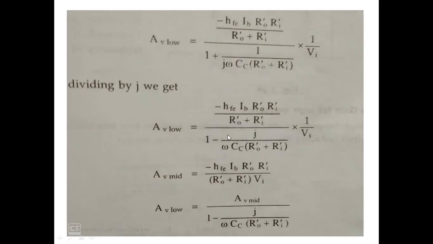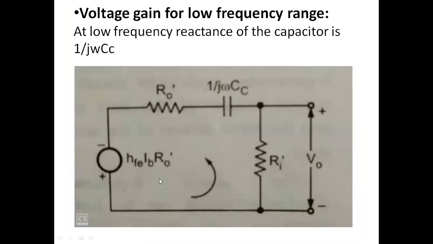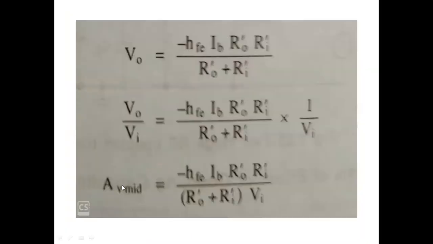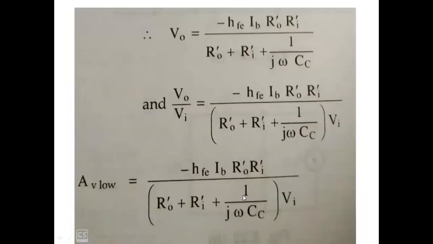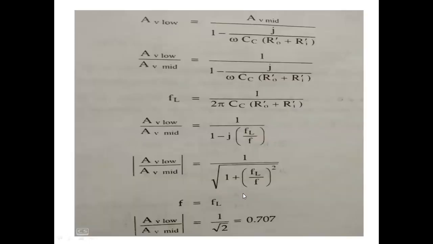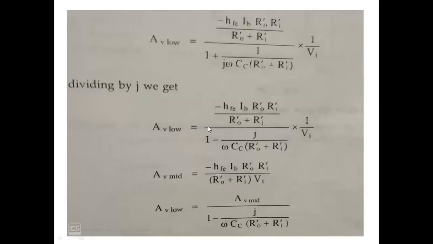So what is AV mid value? Already we know AV mid means the voltage gain at mid frequencies. So AV mid is minus hFE IB R0 dash RA dash by R0 dash plus RA dash into Vi. This is the numerator term.